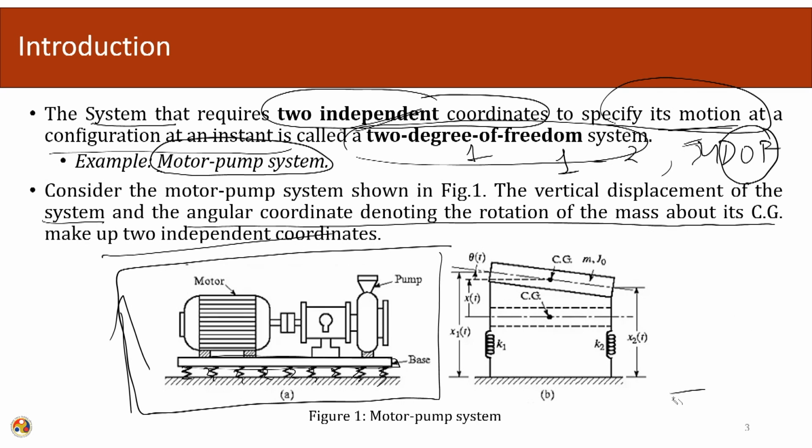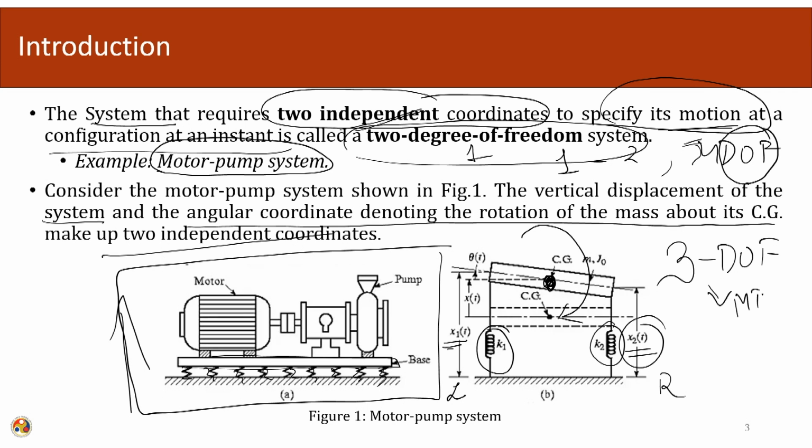If you look into the figure closely, here we have actually written down 3 coordinates. X1 corresponds to the left end, near the spring K1, and X2 is near the right end, near the spring K2. And then there is a rotational motion about the CG of the system. So, now one can argue that we can call it a 3 degree of freedom system, or in general a multiple degree of freedom system.